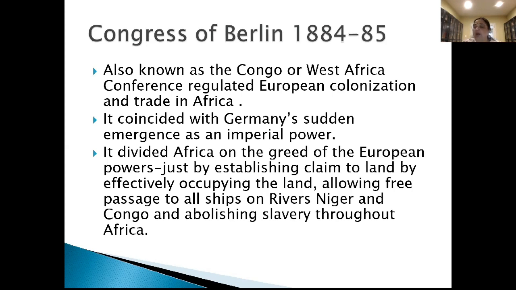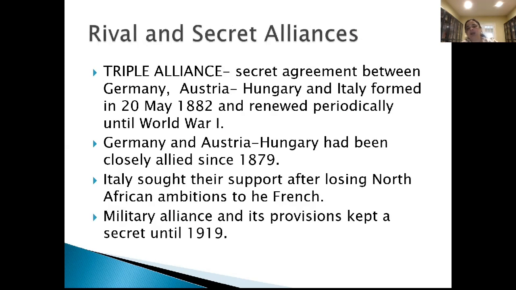Germany had suddenly become extremely powerful. So Germany also wanted a piece of the cake. It divided Africa on the greed of the European powers just by establishing claim to land, by effectively occupying the land, allowing free passage to all ships on river Niger and Congo. And this Congress also said it abolished slavery throughout Africa.